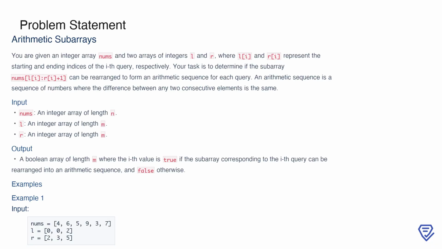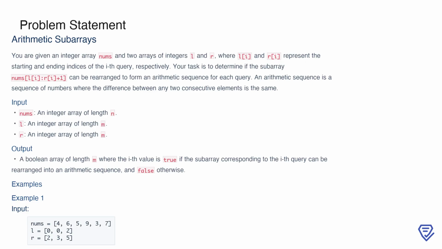In this problem, you are given an integer array called nums and two additional arrays, L and R. Each L[i] and R[i] pair defines the starting and ending indices of a subarray within nums for the ith query. Your goal is to determine, for each query, whether the subarray extracted from nums can be rearranged to form an arithmetic sequence. Now, an arithmetic sequence is simply a sequence of numbers where the difference between any two consecutive elements remains constant. For example, sequences like 3, 6, 9, or 5, 5, 5 are arithmetic because the differences between consecutive elements are consistent.